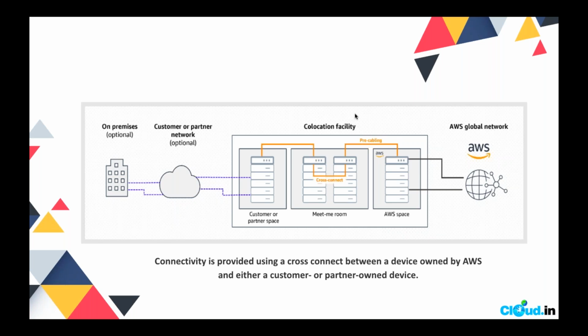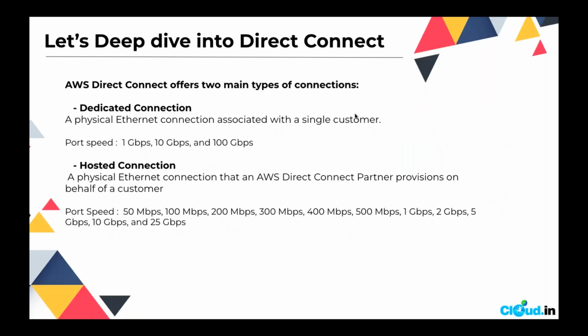Moving on, next we have the different components that we have in Direct Connect. Firstly, there are connections in Direct Connect, wherein you have two different connections that AWS provides. Firstly, the dedicated connection, and second, the hosted connections. So let's understand these two.